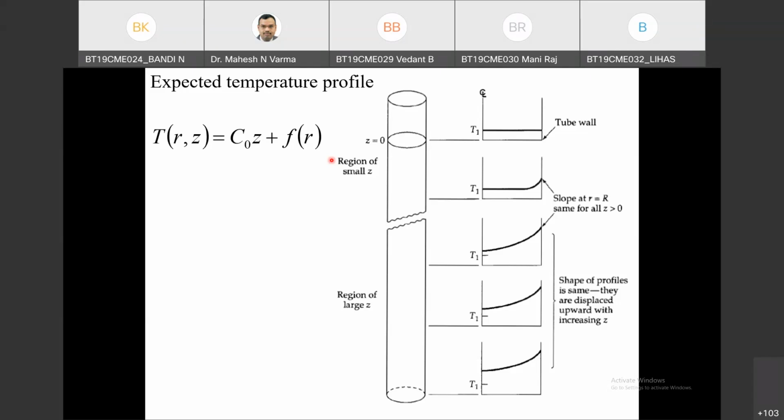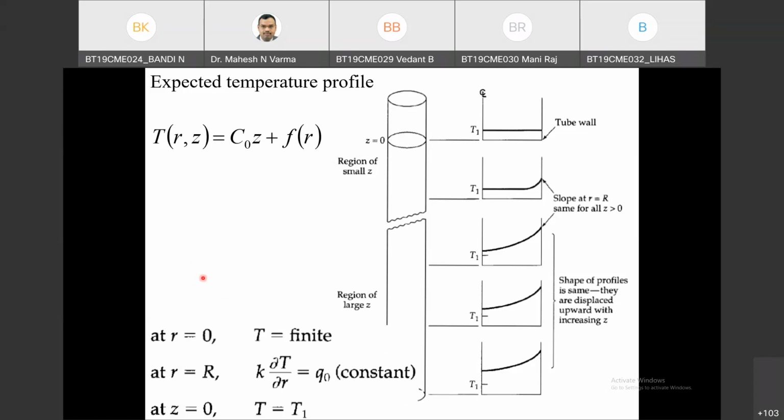What are the three boundary conditions for this problem? So these are the expected boundary conditions. Certainly, at R equals 0, temperature will be finite. So you cannot have an undefined or infinite value of temperature at R equals 0. At R equals R, at this wall, a flux is given, which is constant. The rate of heat given per unit area, heat per unit time per unit area, is constant at R equals R. This is another boundary condition.